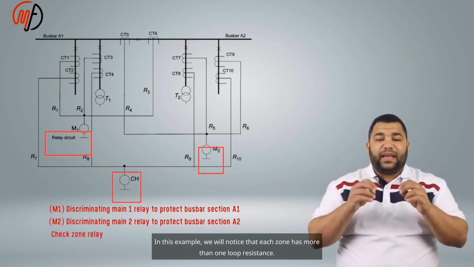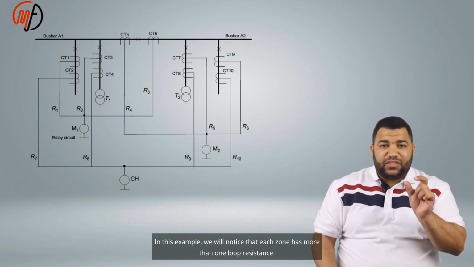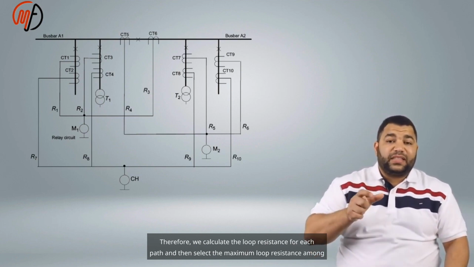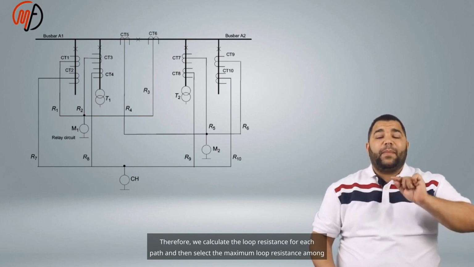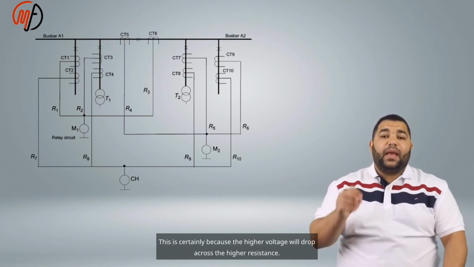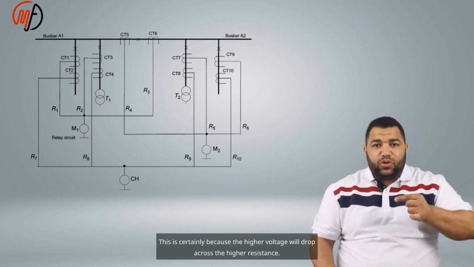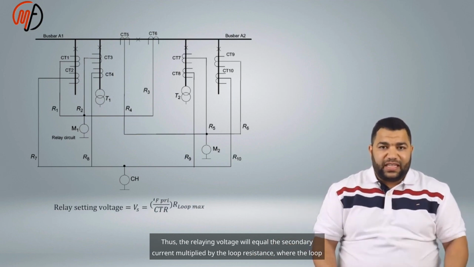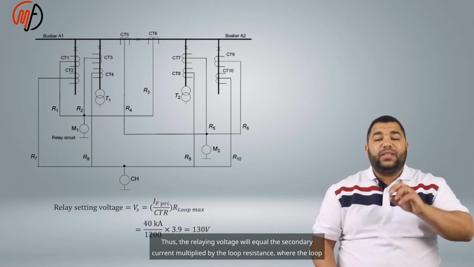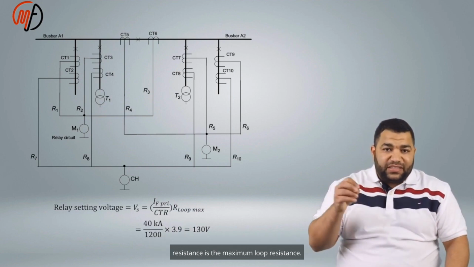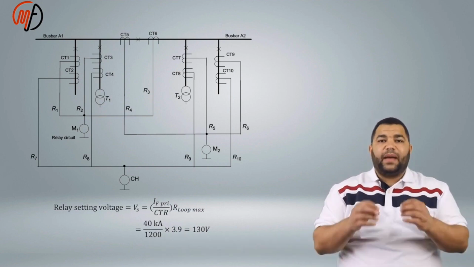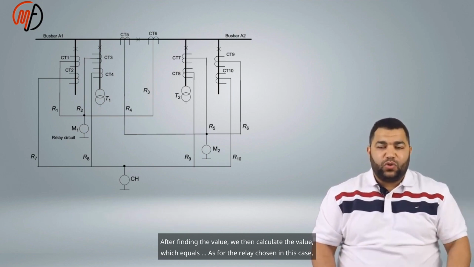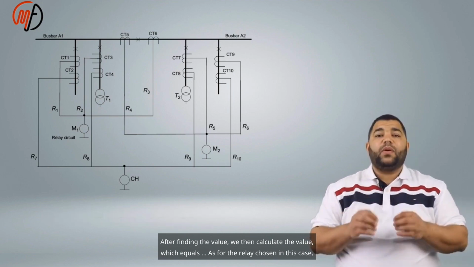In this example, we will notice that each zone has more than one loop resistance. Therefore, we calculate the loop resistance for each path and then select the maximum loop resistance among them. This is because the higher voltage will drop across the higher resistance. Thus, the relaying voltage will equal the secondary current multiplied by the loop resistance, where the loop resistance is the maximum loop resistance.